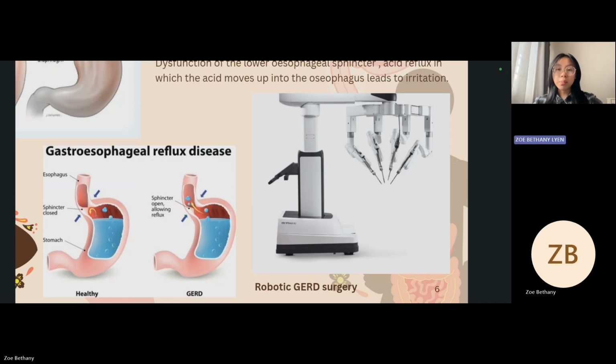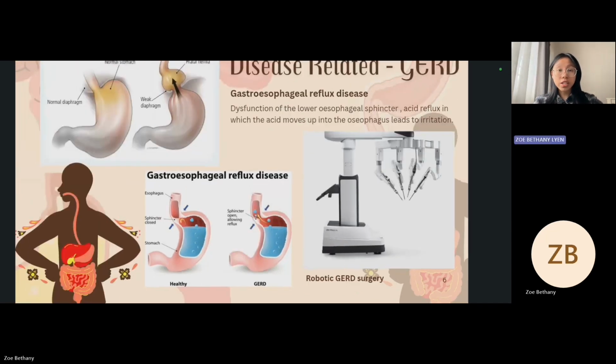This robotic system allows precision and gives a magnified 3D view, allowing the doctor to have a clearer view of the stomach and reducing tremor during surgery. The advantages are smaller incisions, reduced postoperative pain, and lower complication rates. The individual would also have a faster recovery, and it is proven that it improves long-term symptom control.